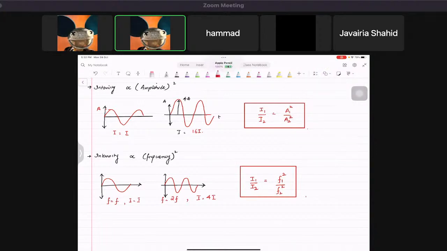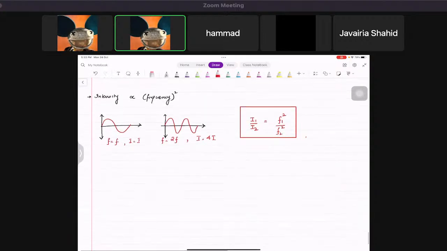All right, any questions, please let me know. Okay, now the third relationship that intensity has is when we say intensity is inversely proportional to the distance square.